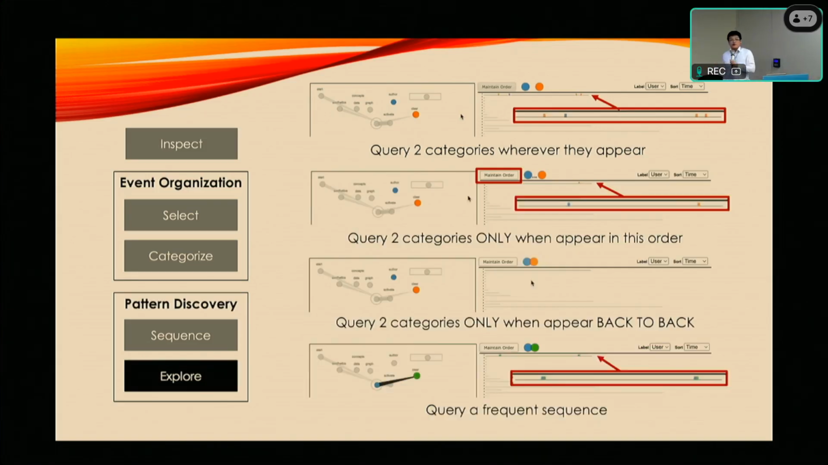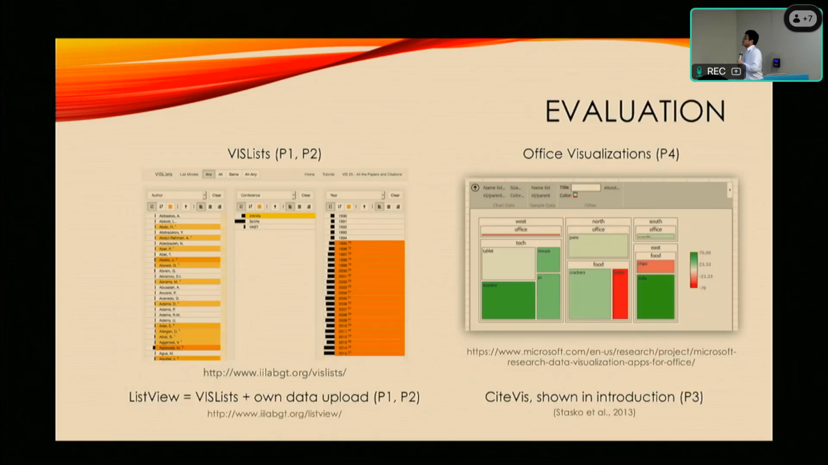But if you want to query the frequent sequences we were talking about, you can click on the lines over here, specify colors, and they will be showing up over here as well. So there are different ways to query data inside their original sequences.